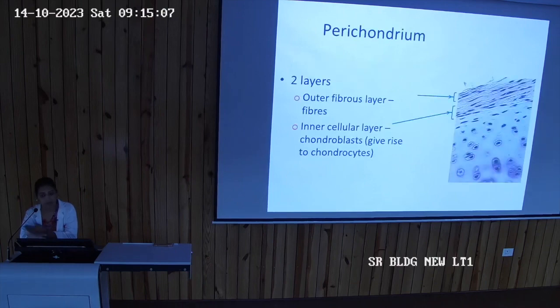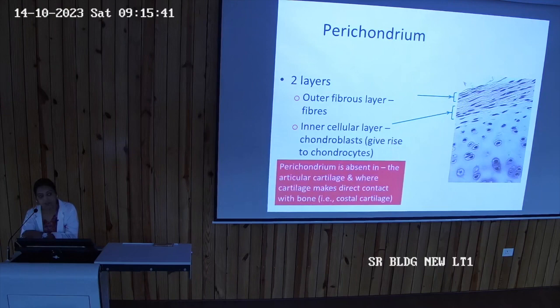Perichondrium is the outer layer of the cartilage. It consists of two layers, an outer fibrous layer and an inner cellular layer. The outer fibrous layer, in both periosteum and perichondrium, limits the cell lining so that the cells do not proliferate on the outer side. The inner cellular layer consists of progenitor cells which differentiate into the cells of cartilage, that is chondrocytes. So perichondrium again has two layers: outer fibers and inner cellular layer.